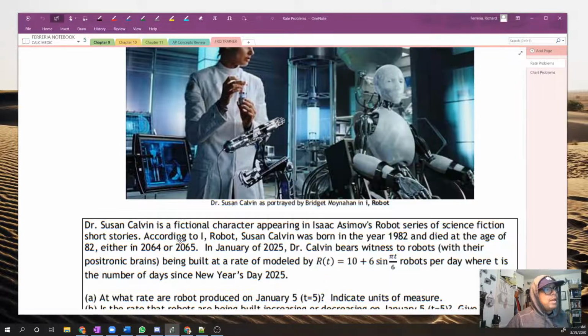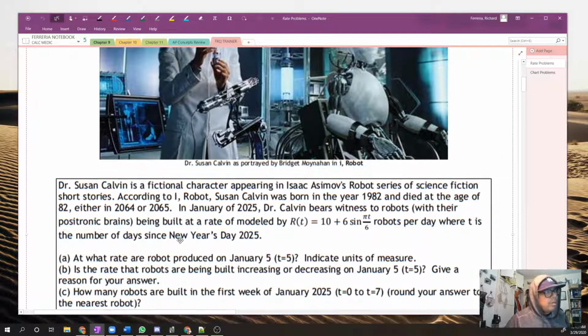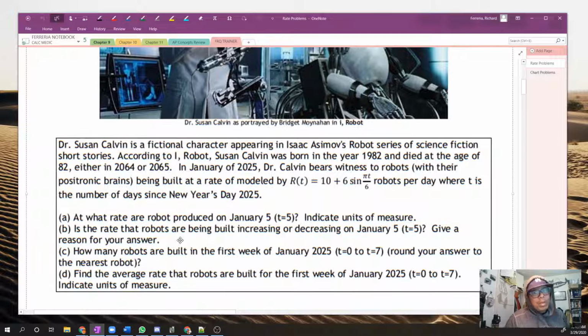Coming back to our problem, we're going to read through what we have here. Before I read this out to you, I'd like you to be aware that usually when you see these problems involving rate on the AP test, you're really looking at something that's going to be on the calculator portion of the test. So remember what that means: no solving on pen and paper, no derivatives on pen and paper, no integrals on pen and paper. You're expected to do everything on your calculator.